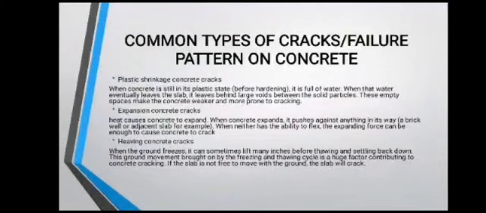My name is Muhammad Azim bin Jamil. My matric number is CF190193. And now I want to present about the common types of cracks or failure patterns on concrete. First, plastic shrinkage concrete cracks. When the concrete is still in a plastic state, before hardening, it is full of water. When the water eventually leaves the slab, it leaves behind large voids between the solid particles. This empty space makes the concrete weaker and more prone to cracking.